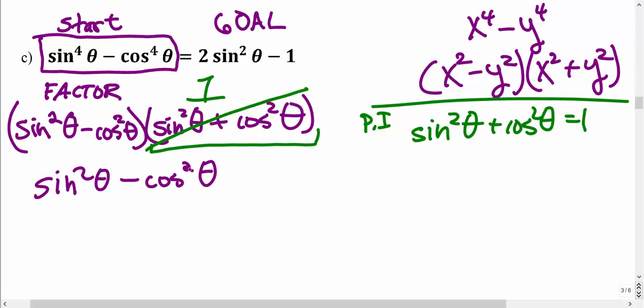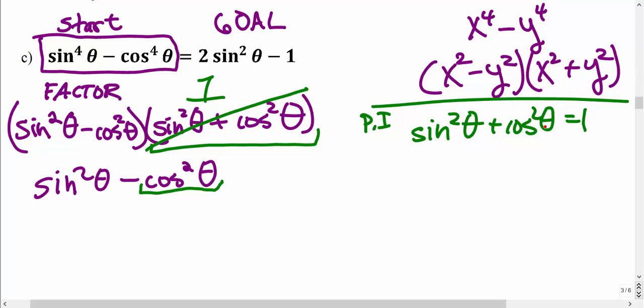Now we're not quite to our goal yet. Our goal is 2 times sine squared theta minus 1. So our final goal here has no cosine at all. So let's think about how we can get rid of cosine squared. We want to replace that with an equivalent form. So we want to replace cosine squared theta with something that is equivalent to cosine squared theta.